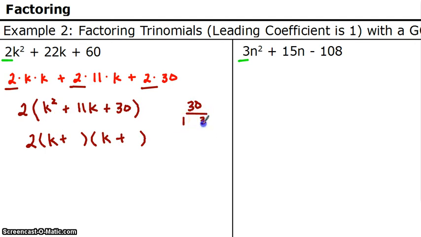Okay, so you write down all the combinations of 30. 1 and 30, that's not it. 2 and 15, 17, it's still not it. 3 and 10, that's 13, not quite. 5 and 6, looks like a winner. 5 plus 6 is 11, and 5 times 6 is 30.